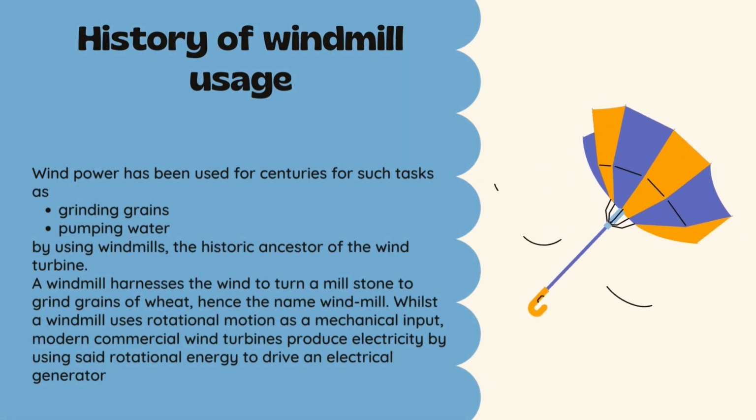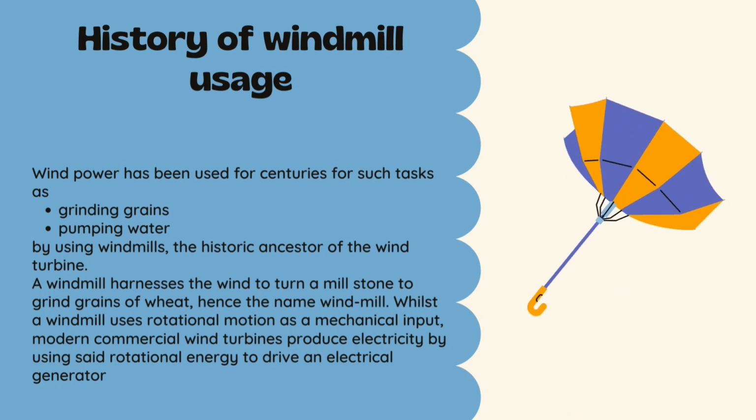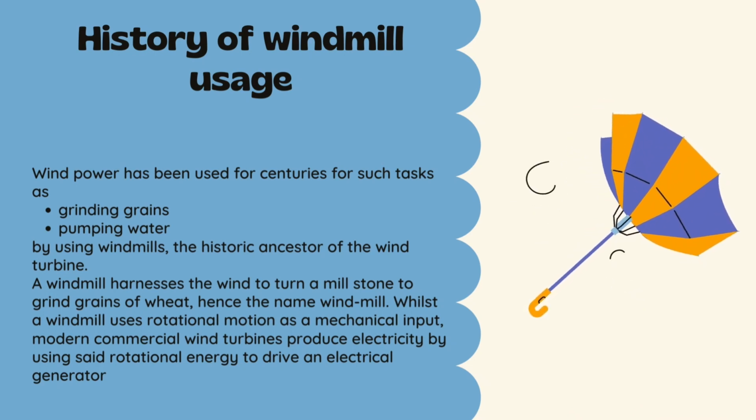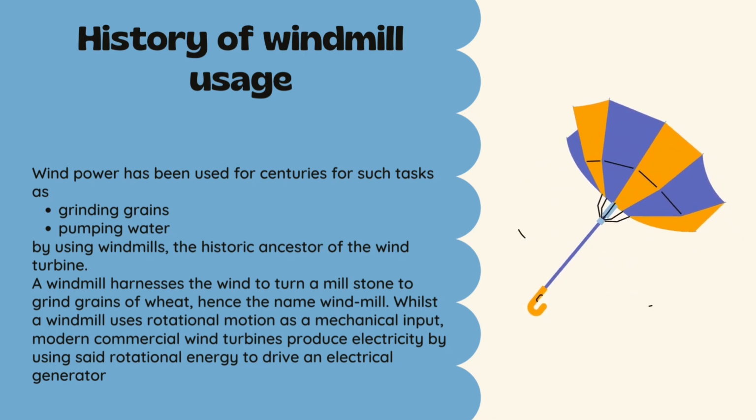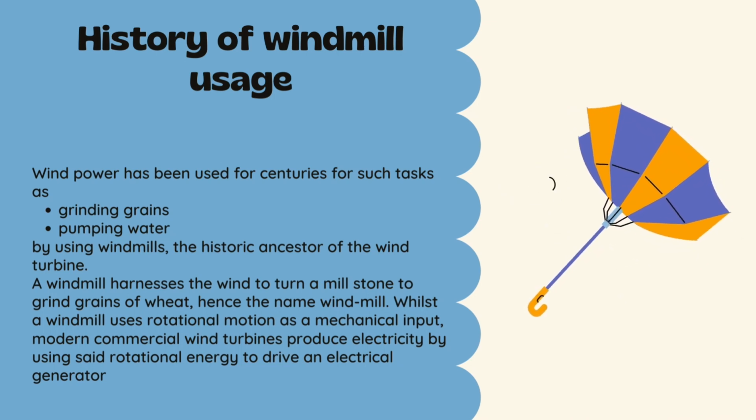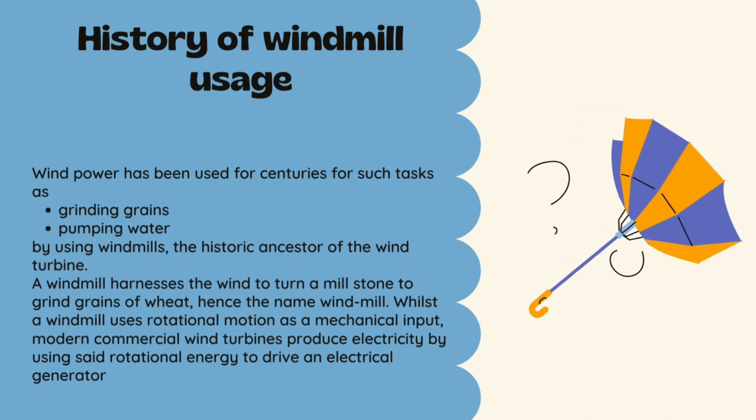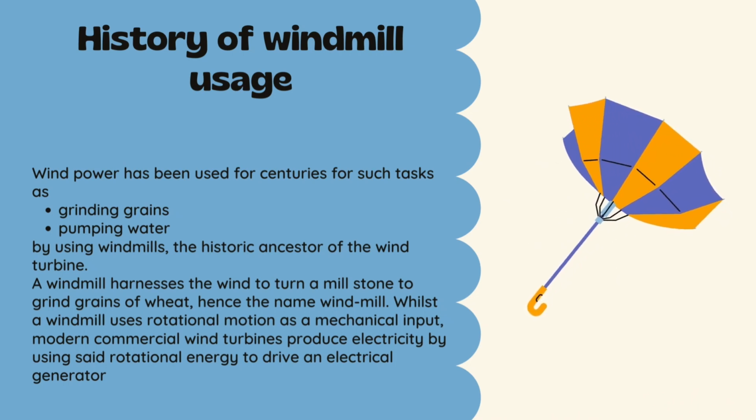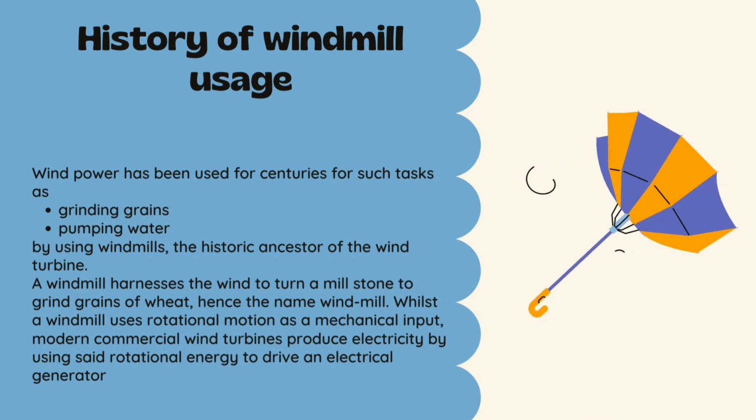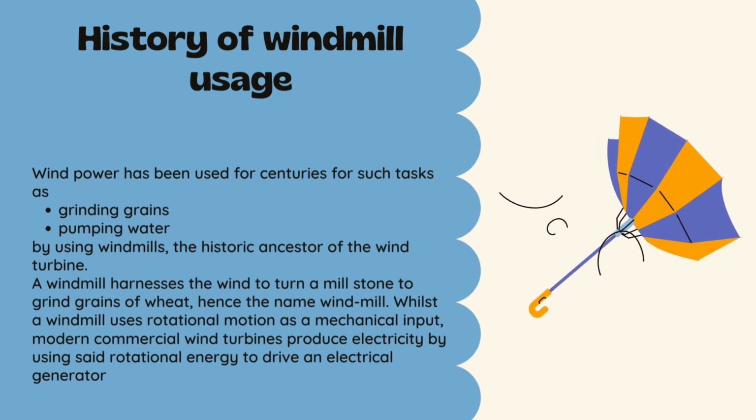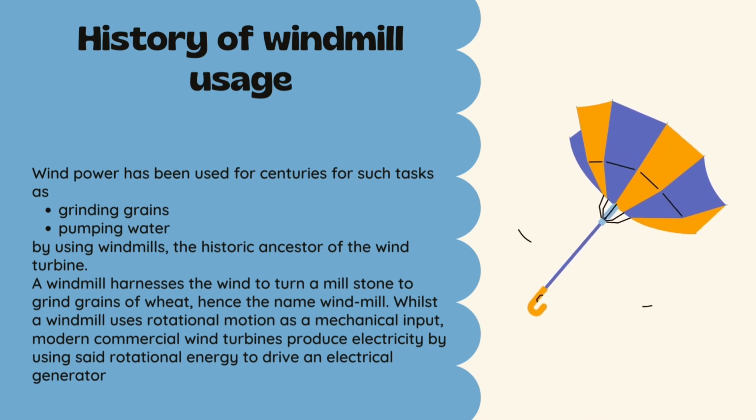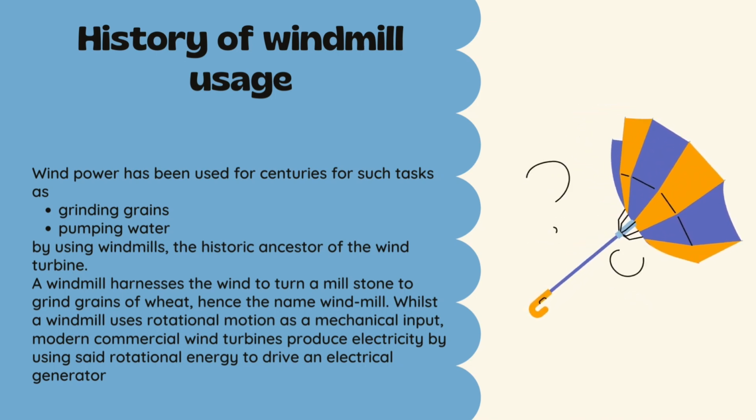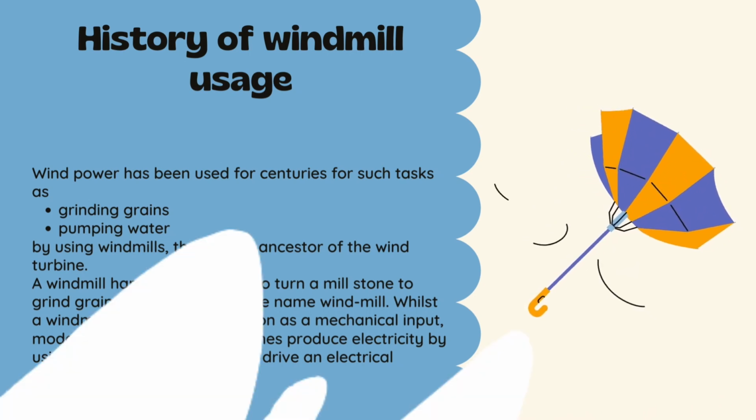Historically, wind power has been used for centuries for such tasks as grinding grain and pumping water by using a windmill, the historic ancestor of the wind turbine. A windmill harnesses the wind to turn a millstone to grind grains of wheat, hence the name windmill. Whilst a windmill uses rotational motion as a mechanical input, modern commercial wind turbines produce electricity by using said rotational energy to drive an electrical generator.